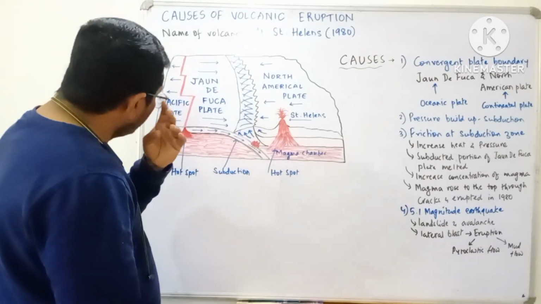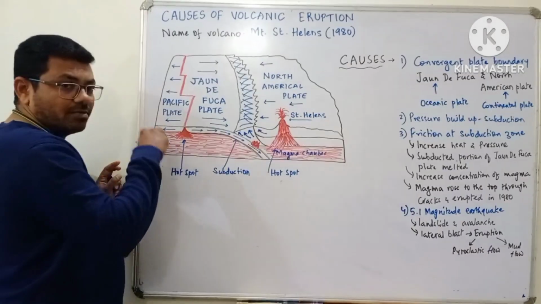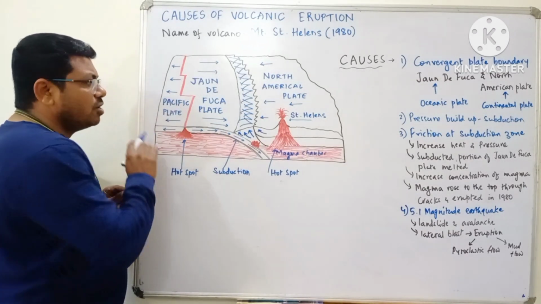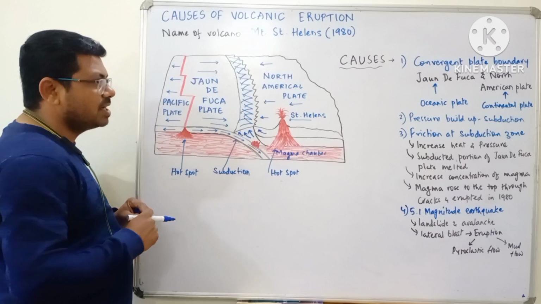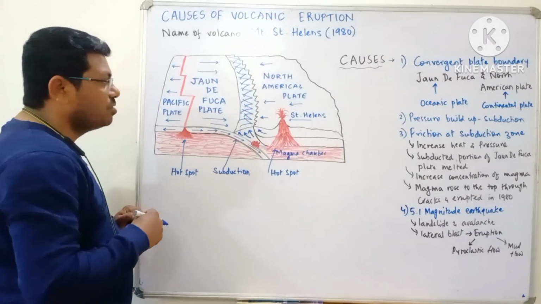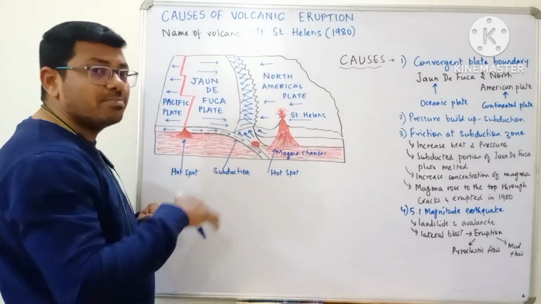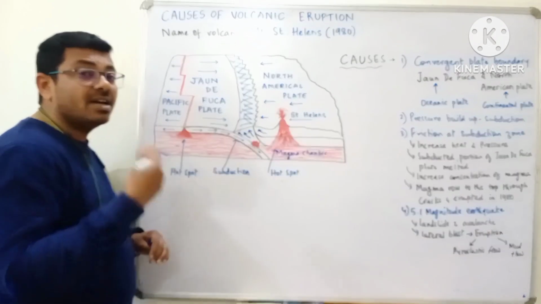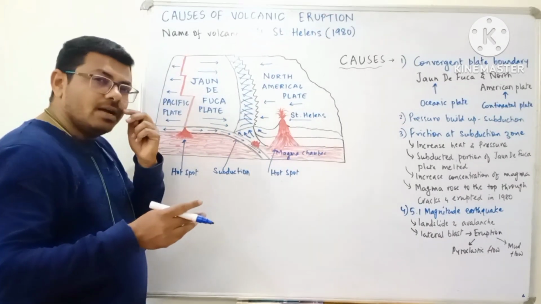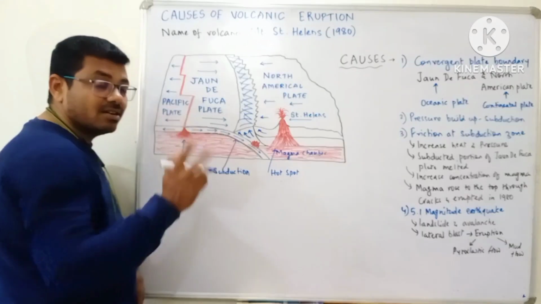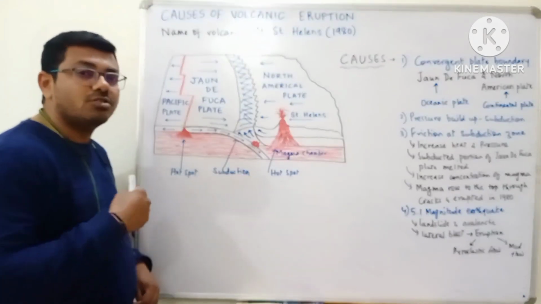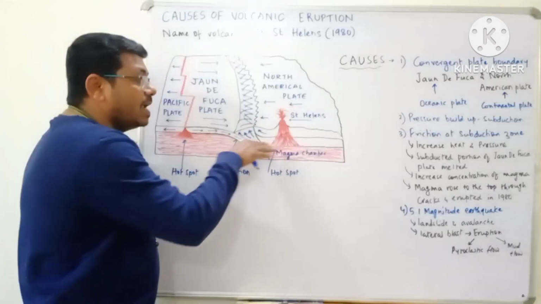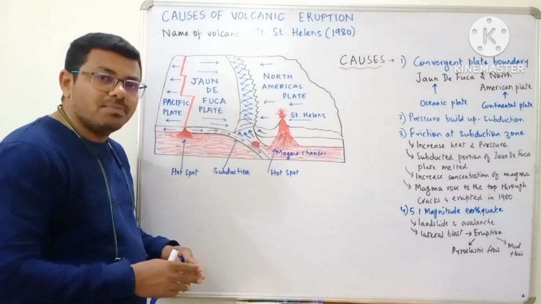The first step: the Pacific and Juan de Fuca plates separated and an oceanic ridge was created. Second step: the Juan de Fuca plate started moving towards the North American plate, which was already moving towards it, creating a convergent plate boundary. Third step: the Juan de Fuca plate, being an oceanic plate, started subducting under the North American plate. The subducted portion created more friction, which generated more heat and pressure and added material to the magma chamber.